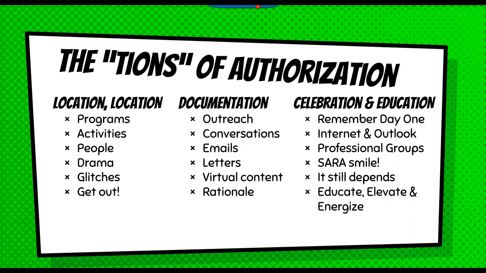So, just four key actions that I would say were helpful to me, looking back, that I practice daily. These were things that I had no idea about when I was in that room with those folks who were just waiting to turn something over to the compliance person. The first is the shuns of authorization. I know this is highbrow language for the academic community here, but location, location, location. Programs, activities, people, drama, glitches, get out. It's like a pregame chant. This is seriously what we're at here. It's location.